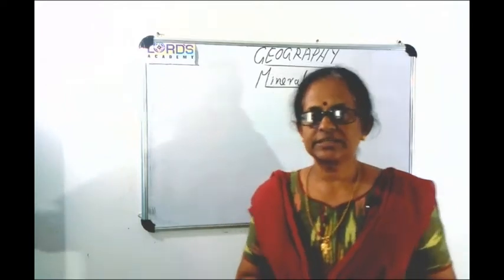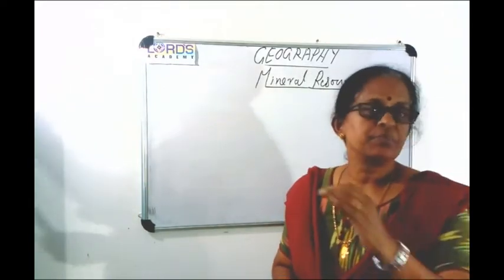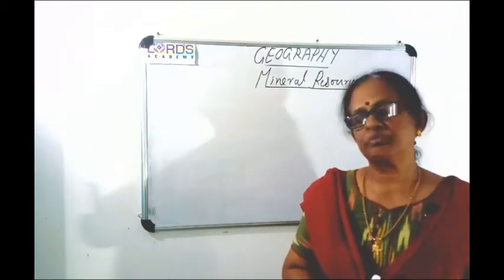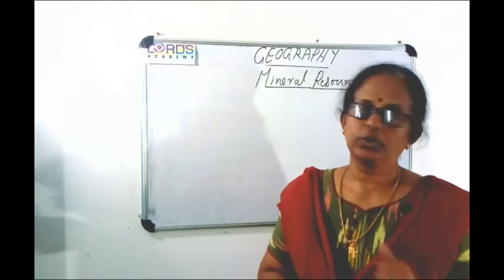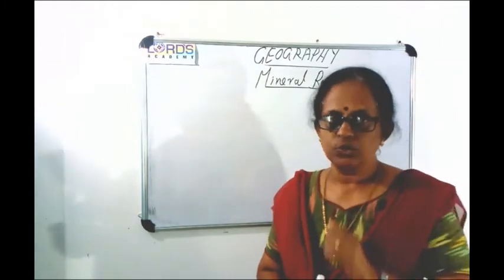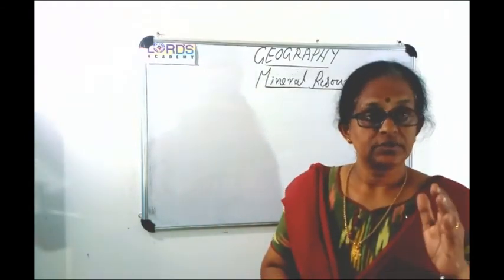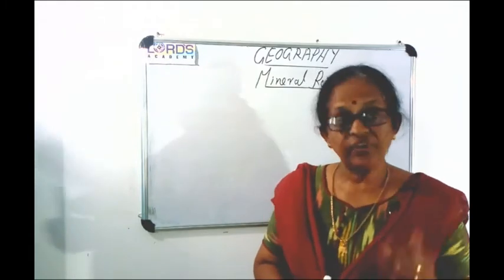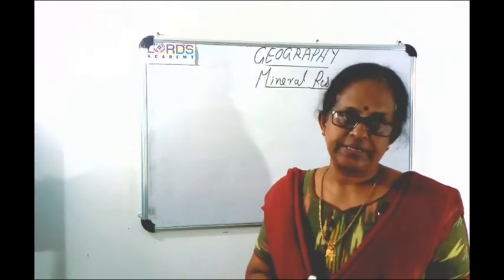Last class we started the chapter Mineral Resources. We studied what is meant by minerals, characteristics of minerals, and one type of mineral we started to study, that is iron ore. We studied the three types of iron ore and its uses. Today we will start with the distribution of iron ore, where we can see this iron ore in India, mainly in which states.